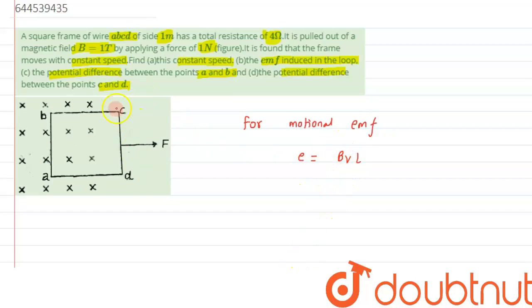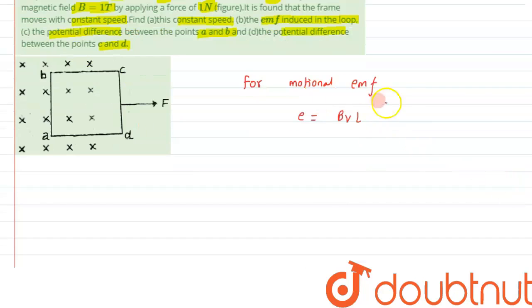Alright, where L is the length. Let's say this is our equation number 1. Also, since the EMF is induced in the loop, current will be flowing in the loop, and we know this current I is given by the formula E by R. By Ohm's law we are writing this, so we can write this as BVL by R.